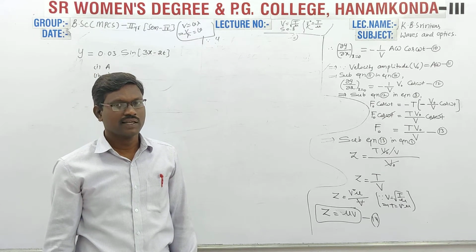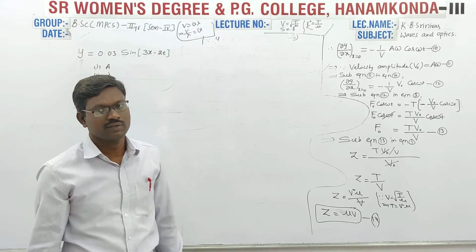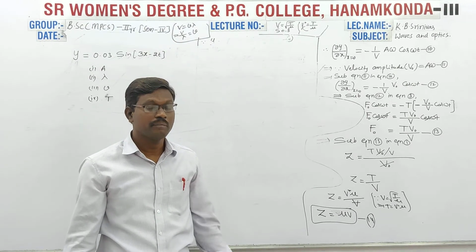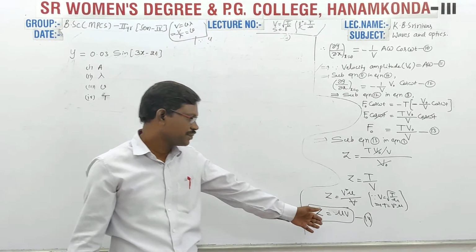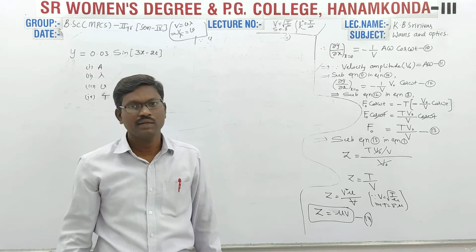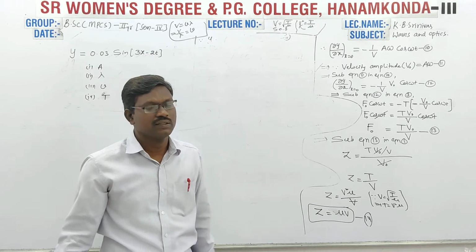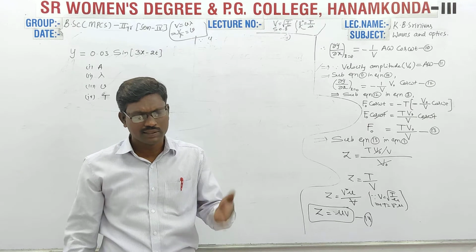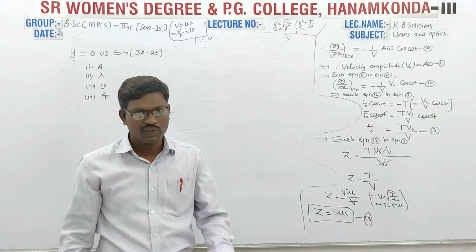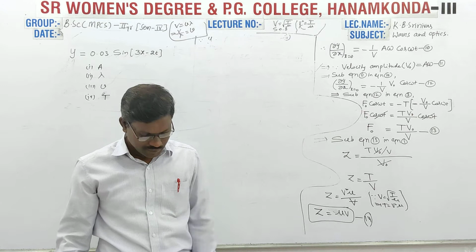The summary of the last lecture: we discussed transverse impedance and I derived an expression for it. So the first part of the first unit is successfully over. Let us discuss some problems in the first part, that is strings.